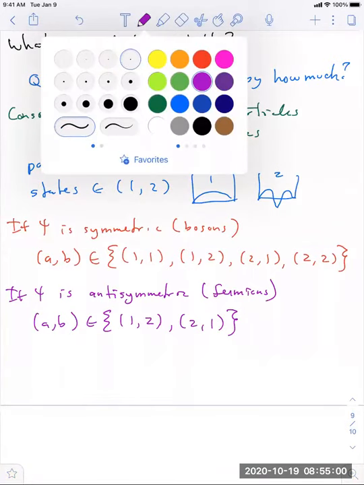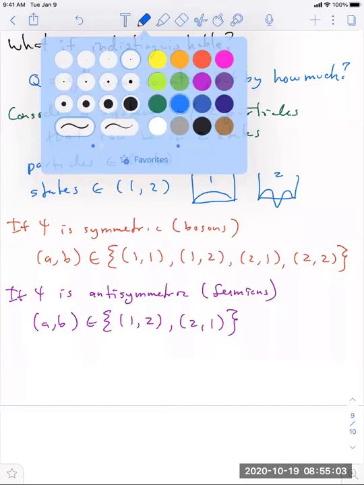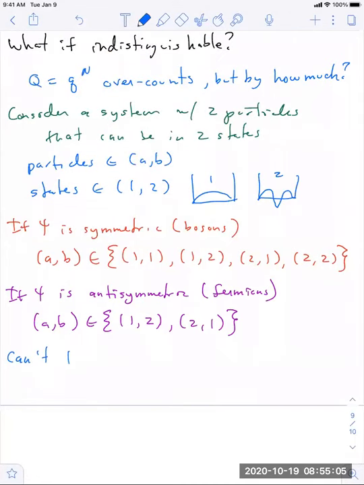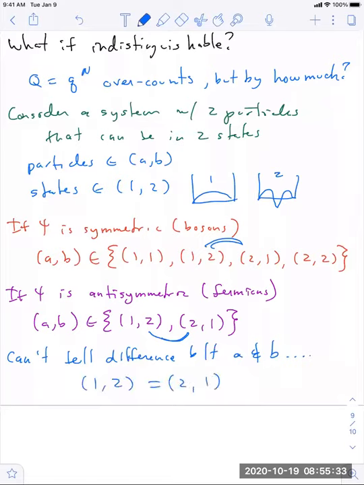But remember that for this system, I can't tell the difference between A and B because they're indistinguishable from one another. And so I don't really have 4 states for bosons and 2 for fermions. These two are equivalent in both cases. If I can't tell A and B, then I just know I have 2 particles. One is in state 1 and one is in state 2, but the order of those is not relevant to me.